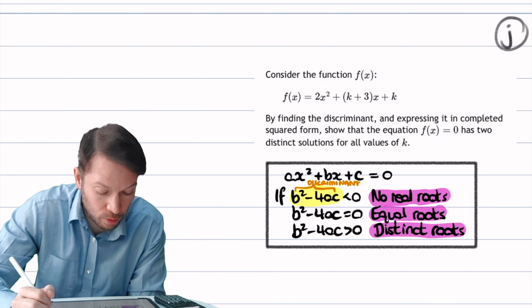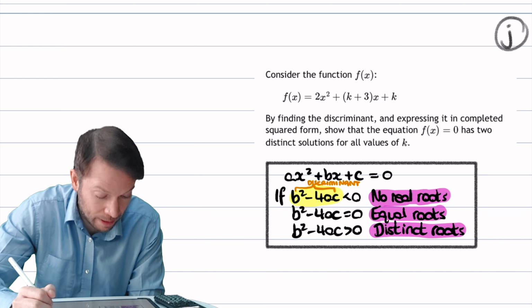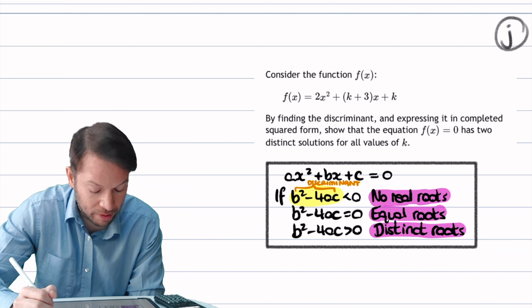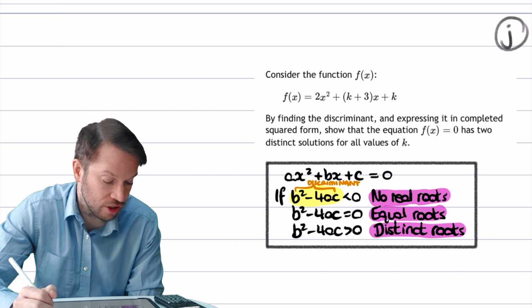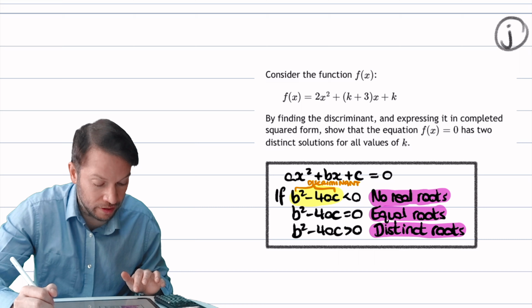Hi, let's look at this final question. We're going to consider this function f of x equals 2x squared plus (k plus 3)x plus k. By finding the discriminant and expressing it in completed square form, show that the equation f of x equals 0 has two distinct roots for all values of k.